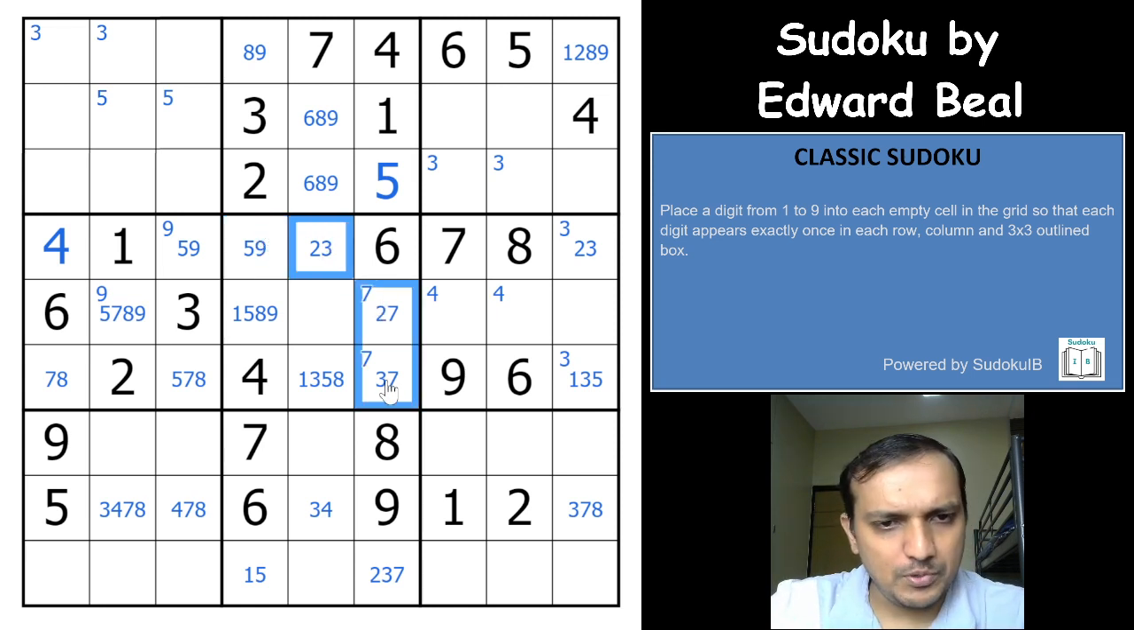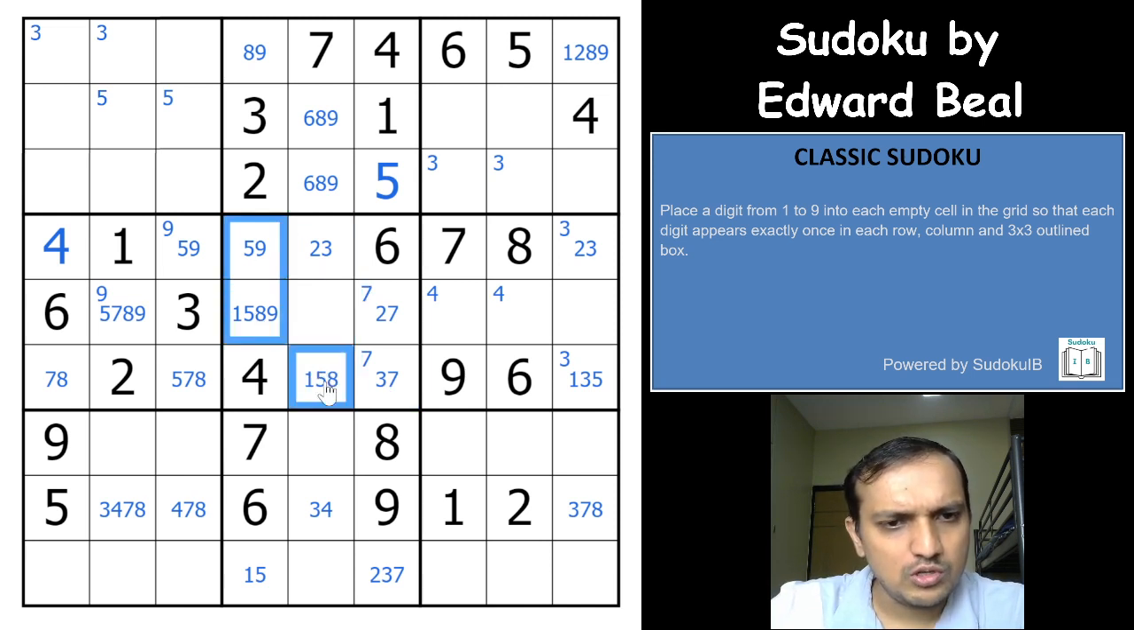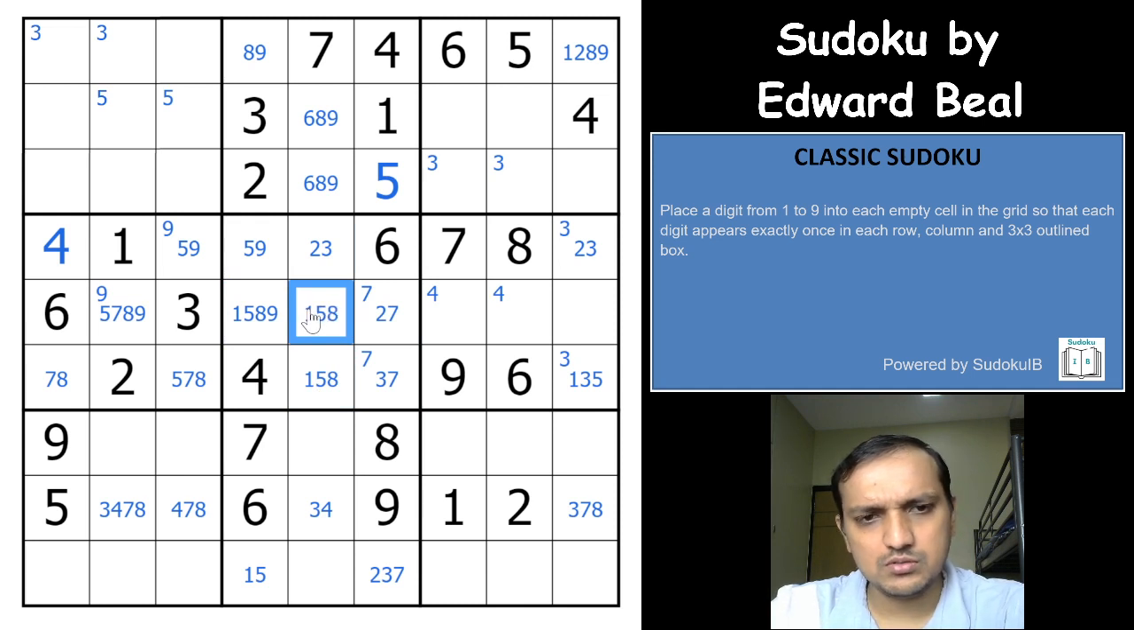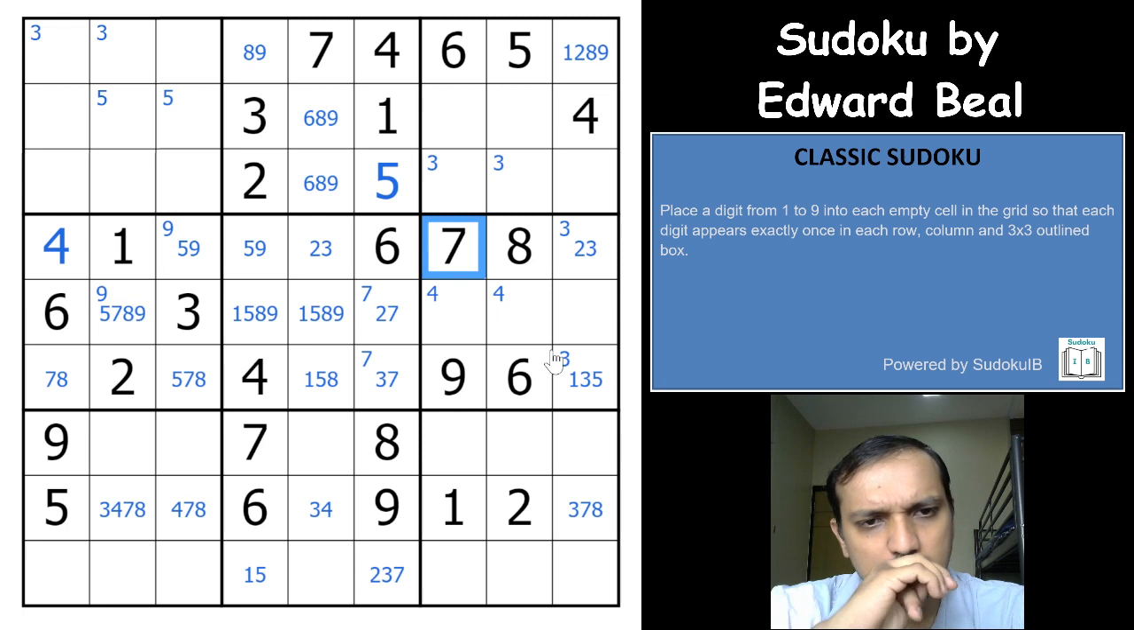Oh, you get a triplet here as well. 2 3 7. That's amazing. That gives you a 1 5 8 9 quadruplet here. Okay. We are getting something here. We are able to solve something here actually.